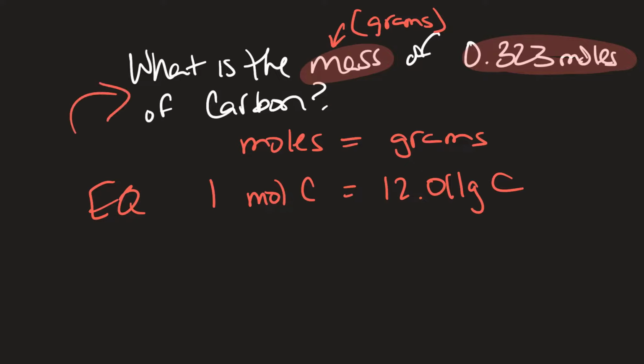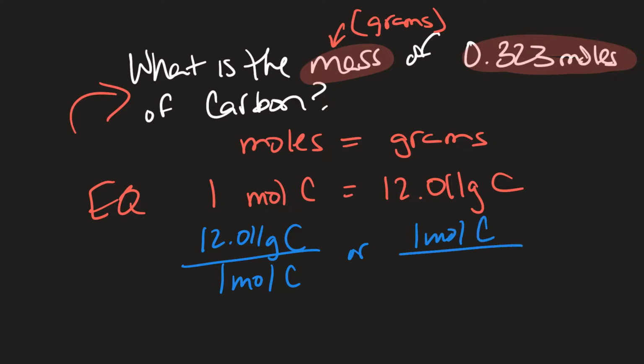Just like the previous video, every time you have an EQ statement, you need to write out your possible conversion factors. So what are the possible conversion factors in this case? Well, the conversion factors could be either 12.011 grams of carbon over 1 mole of carbon, or 1 mole of carbon over 12.011 grams of carbon.